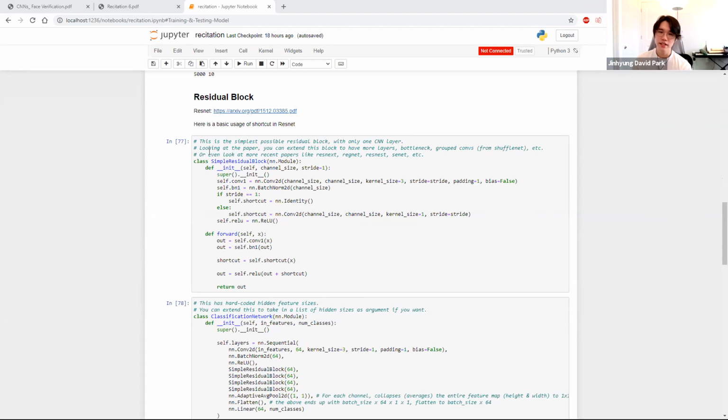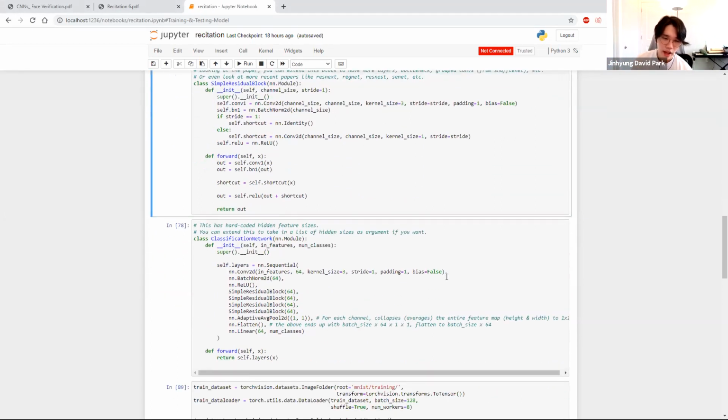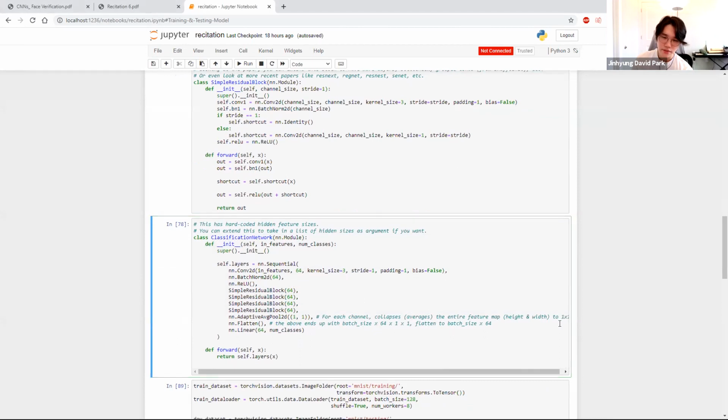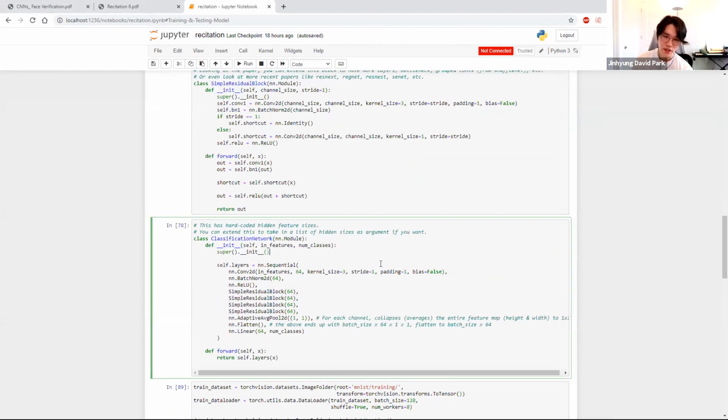Okay. So that's a simple residual block. You should work to extend this by adding bottleneck or the other inverse bottleneck, whatever paper you try to reference. And the classification network here is just basically a bunch of these stacked. So it has an initial convolution to take it from the number of input features. For RGB, this is 3 to 64, and the batch norm ReLU, and then a couple of these blocks, and then an adaptive average pool.